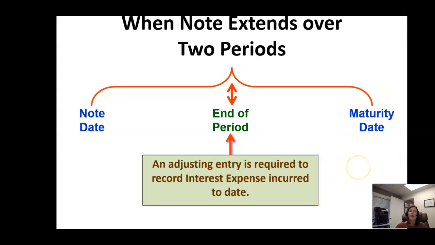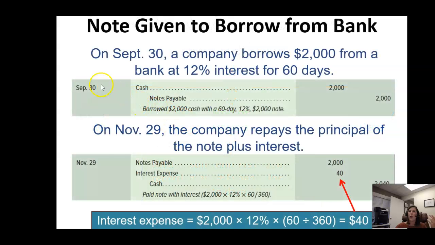Now, in our last example, the payment that we had to make to McGraw and the note were all signed within the same year. You know, the note took place on September 30th. We paid 2 months later on November 29th. And assuming a typical calendar year end, we didn't have to worry about a year-end financial statement adjustment.